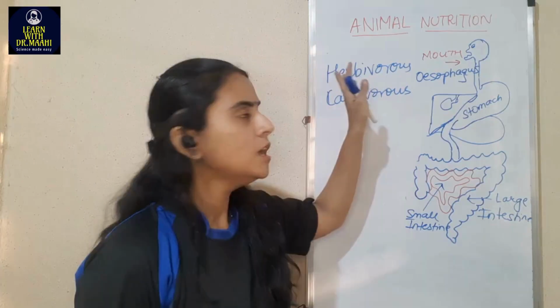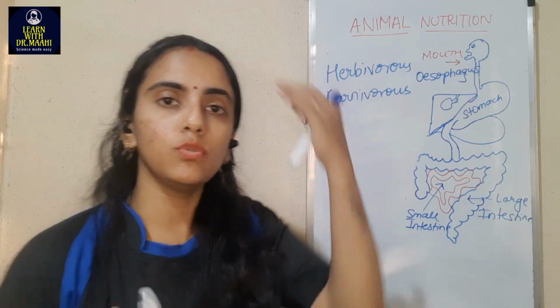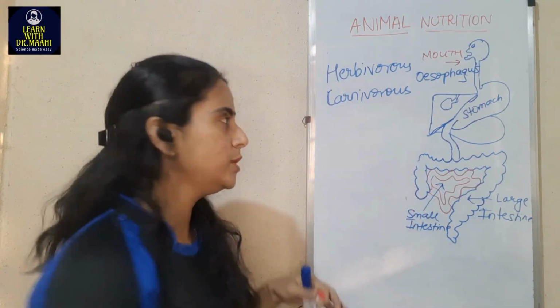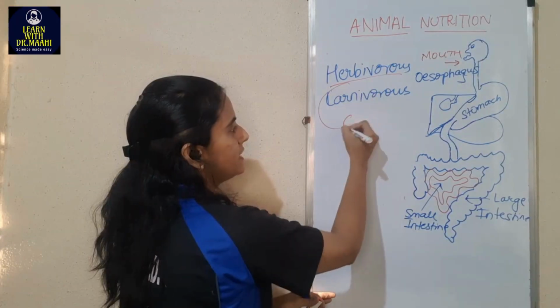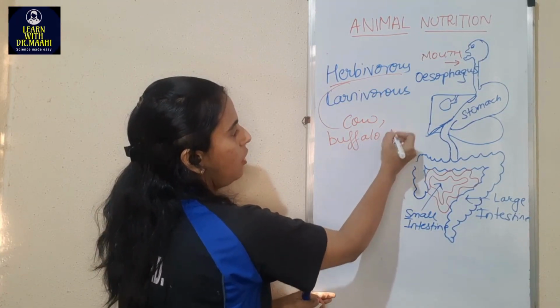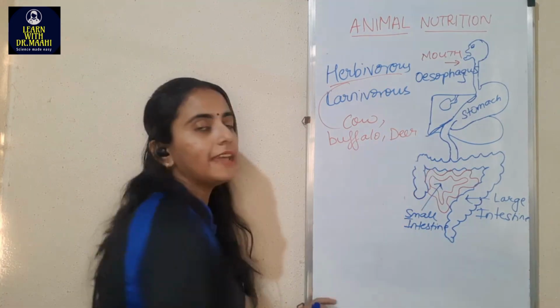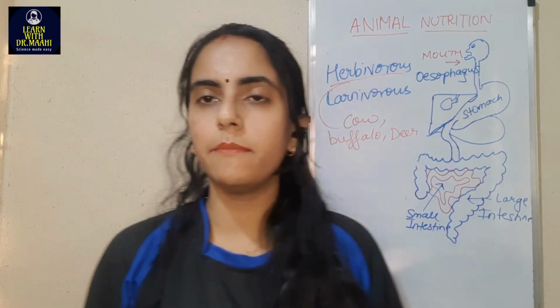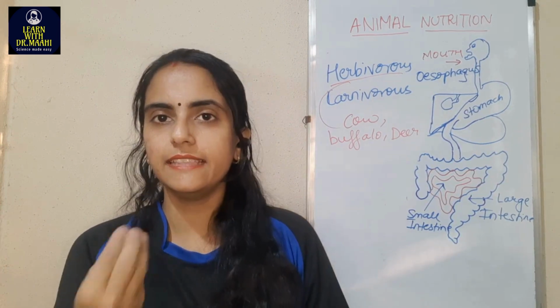Okay, so talking about herbivorous animals, what are the different types of herbivorous animals that we know? Yes, we can say cow, buffalo, deer, horse. These are all the different types of herbivorous animals which primarily consume grass as their main food.